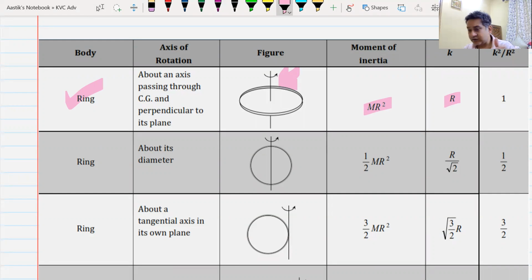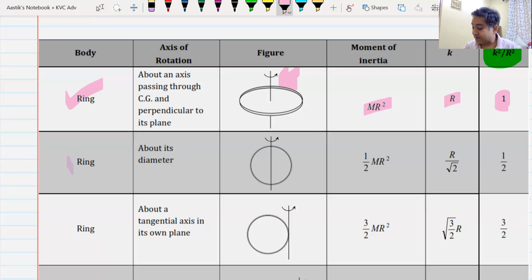You understand k, na? Radius of gyration. Yes, sir. One more thing that is going to come after some time is the value of k square by r square. So once you know k, once you know r, you know k square by r square. Yes or no? Yes, sir.